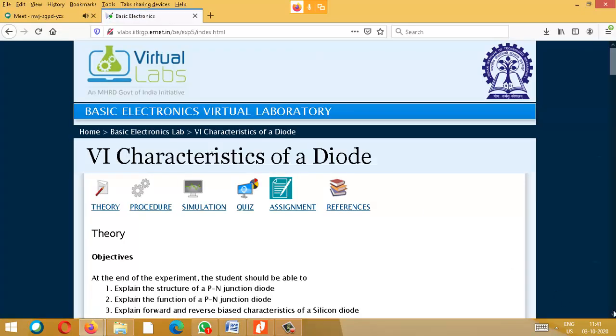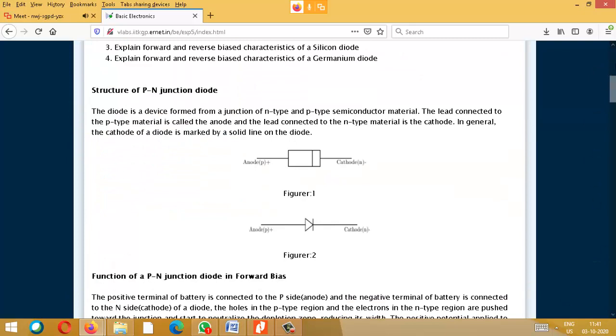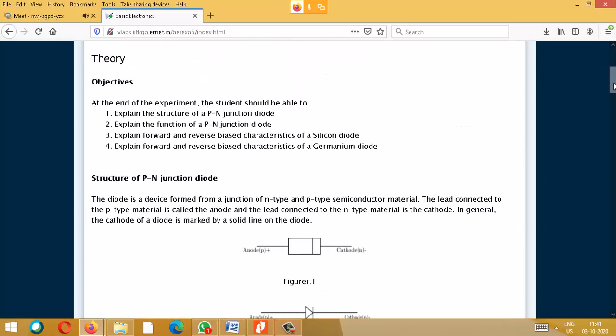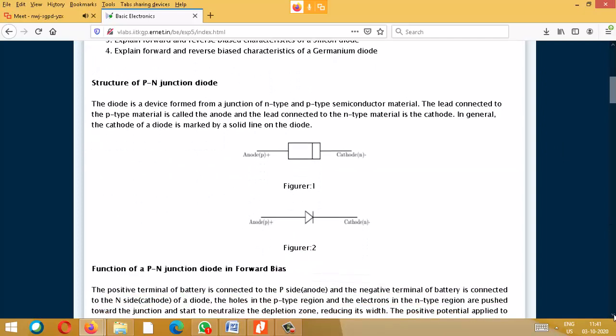So there are some objectives. The objectives are to explain the structure of a PN diode, and then explain forward and reverse characteristics. There are two types of semiconductors available: one is silicon, another one is germanium. Okay, so now let us see the structure and symbol.